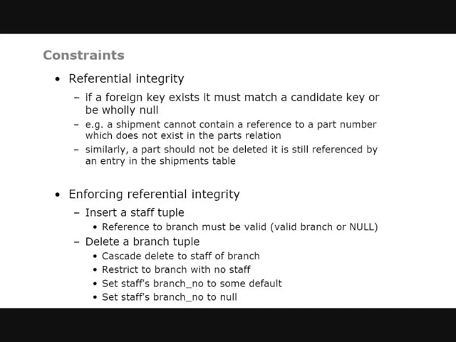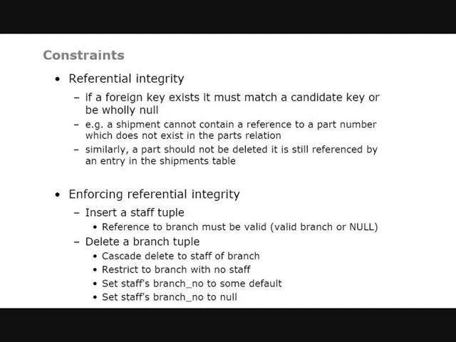Now, the second most important constraint after entity integrity is what we call referential integrity. And that is what enables us to keep the data model whole. So that tells you that if a foreign key exists, it must match an existing candidate key or be wholly null. So if I have an employee who is assigned to a branch, it either has to be assigned to an existing branch or be wholly null.